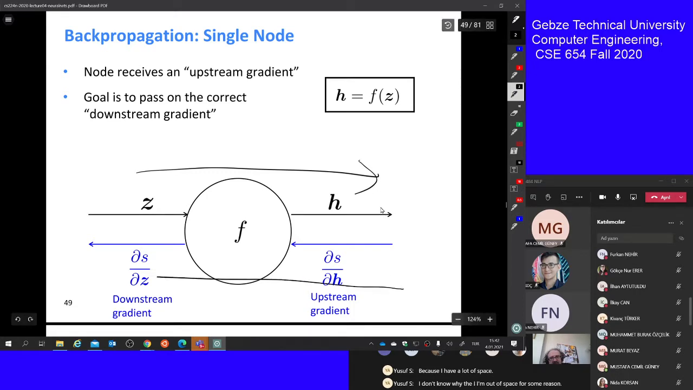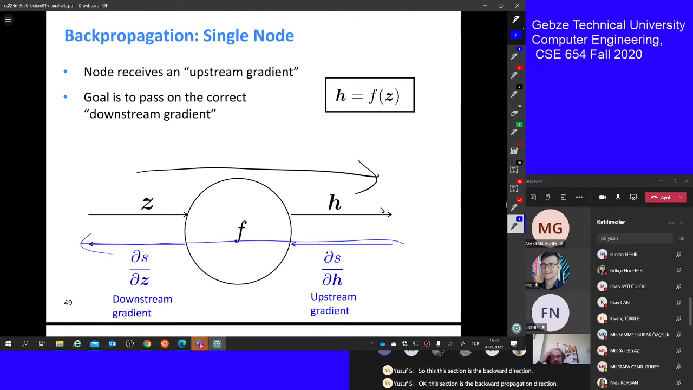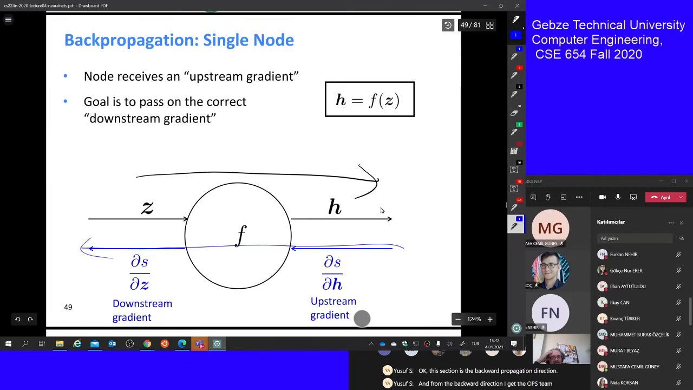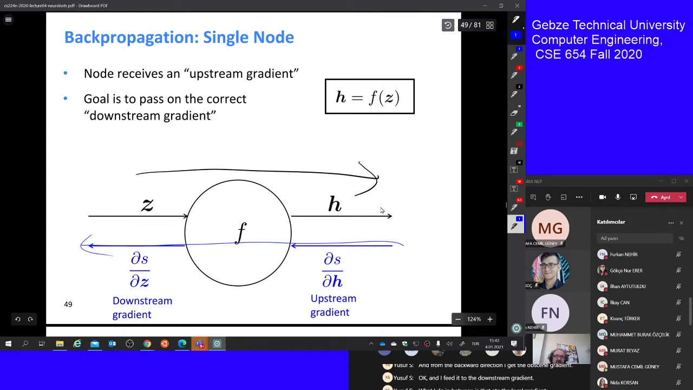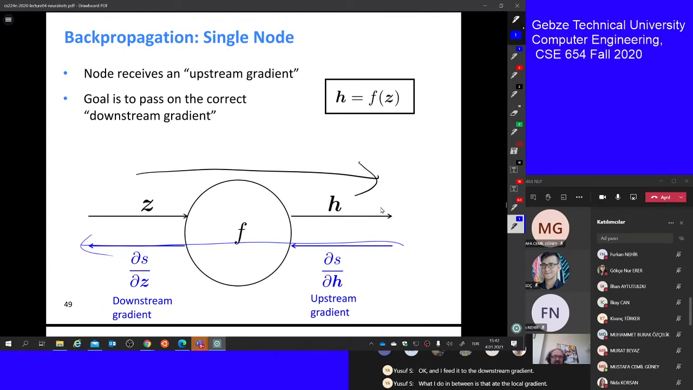So this direction is the backward direction. This direction is the backward propagation direction. And from the backward direction, I get the upstream gradient, and I feed it to the downstream gradient. What I do in between is to take the local gradient inside this function.